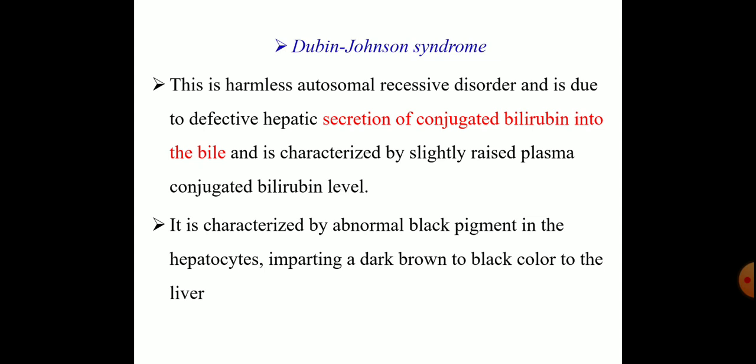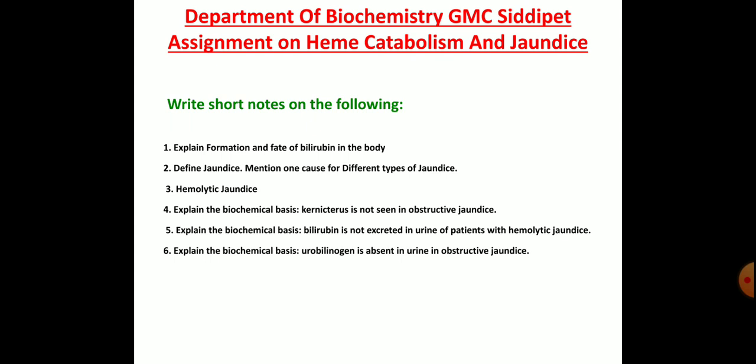So this is about hyperbilirubinemias and jaundice, and this is the assignment.